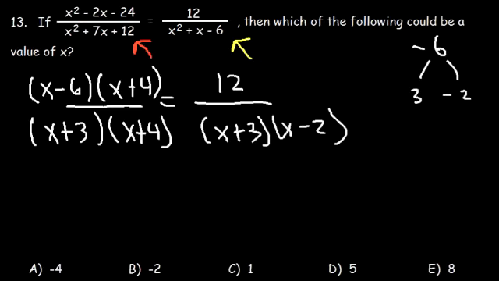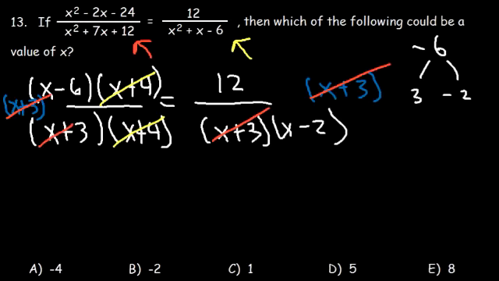So the first thing we need to do is simplify the expression. Notice that we can cancel x plus 4. And if we multiply the right side and the left side by x plus 3, these terms will cancel, and the same is true for those terms. So what we now have left over on the left side is simply x minus 6, and on the right side 12 divided by x minus 2.